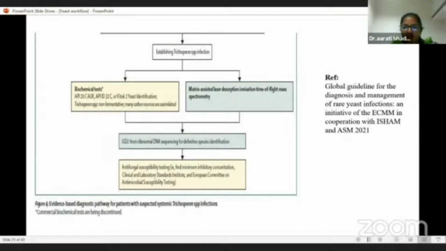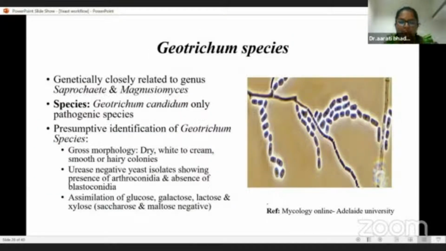So these guidelines are given by ECMM in cooperation with ISHAM and ASM. So next, Geotrichum species is closely related to the genus Saccharomyces and Magnusiomyces. In this, only Geotrichum candidum species is pathogenic.